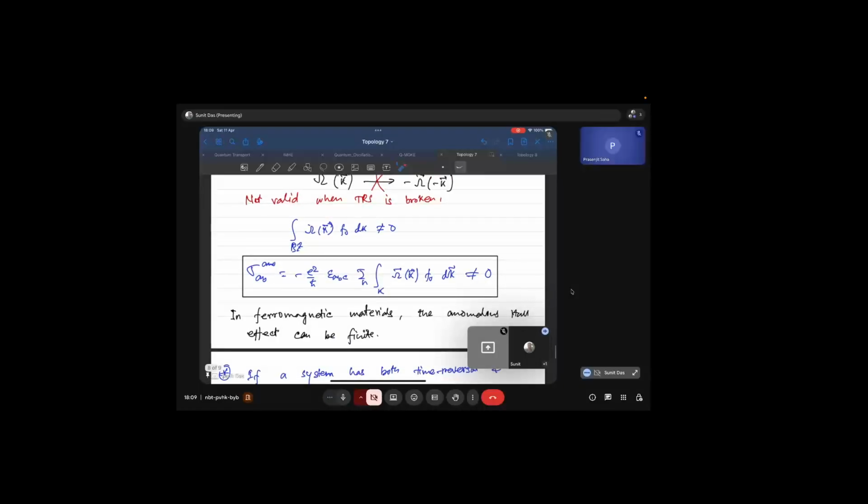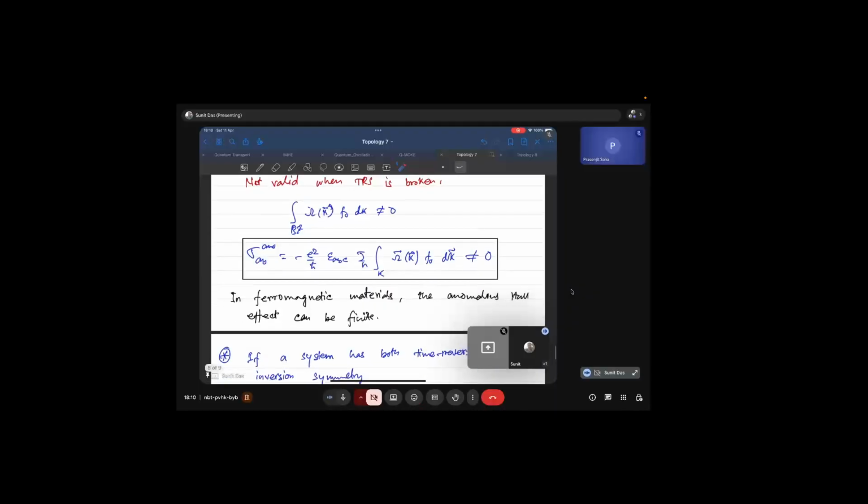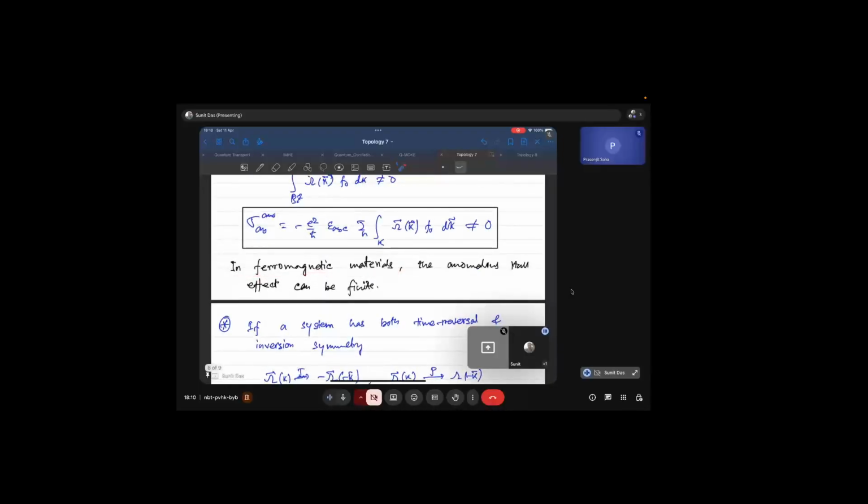As a result, you will have a transverse conductivity, because there is a Levi-Civita tensor. Whenever you have two spatial components A, B, and C, whenever any two of them are the same, this is going to be zero. That means the sigma AB will also be zero. So the purely transverse part, for example the YX component, can be non-zero when time reversal symmetry is broken in the system. That explains why in ferromagnetic materials the anomalous Hall effect can be finite.